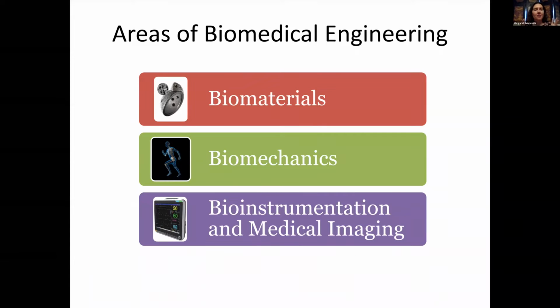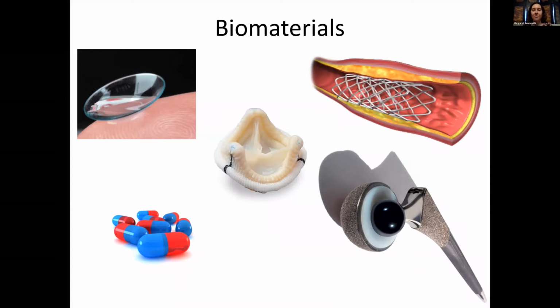I'm just going to highlight 3 areas within biomedical engineering, but there are others. These include biomaterials, biomechanics, and bioinstrumentation and medical imaging. My lab in particular focuses on the first area, biomaterials, and the last one, which is imaging. But I'll give you just one brief slide on each so you can get a taste of what each area is. We're first going to start with biomaterials.